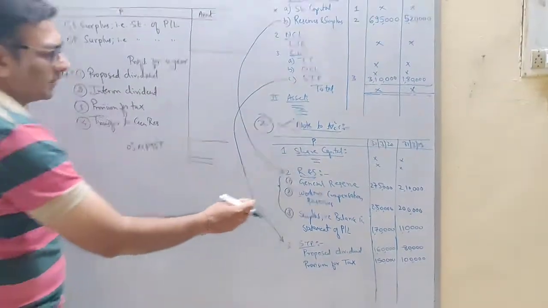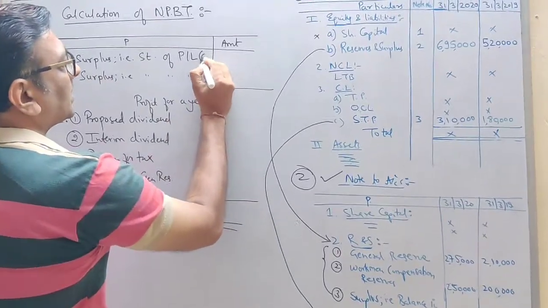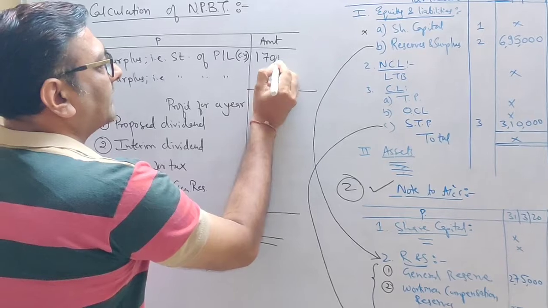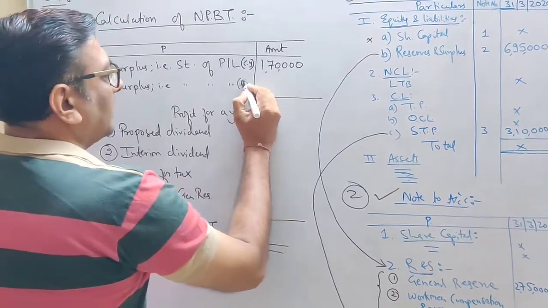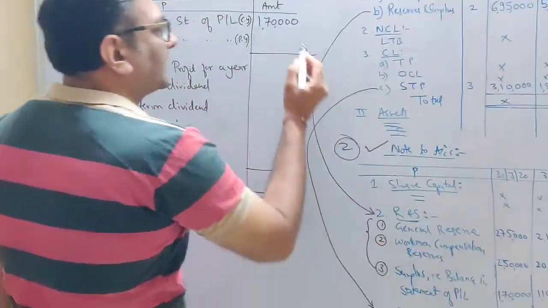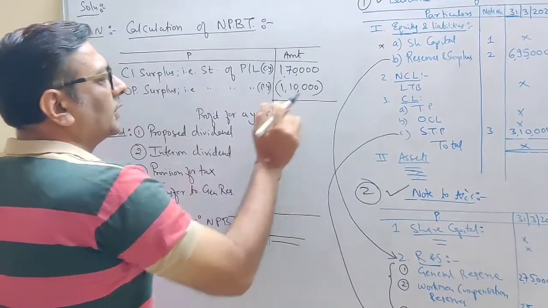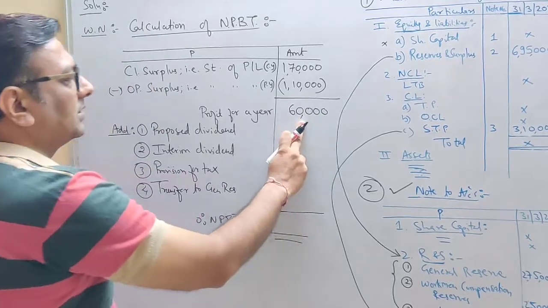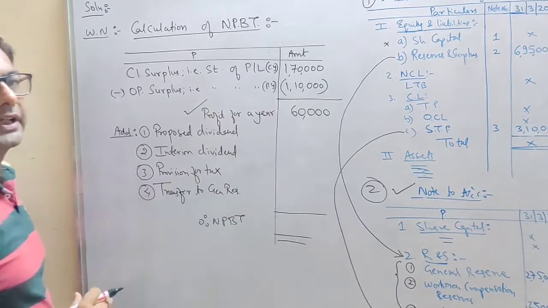So let's place the values now. For closing surplus, that is your current year amount, it is 1,70,000. Opening surplus is for the previous year, so previous year surplus was 1,10,000. You will minus this from the closing. So what is your answer? 60,000. This 60,000 is a positive answer. You will write it as profit for the year.